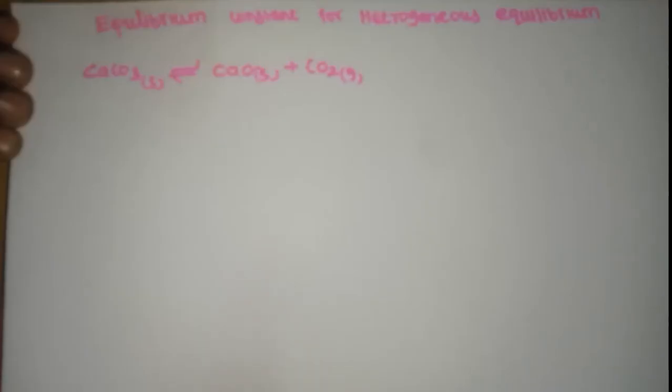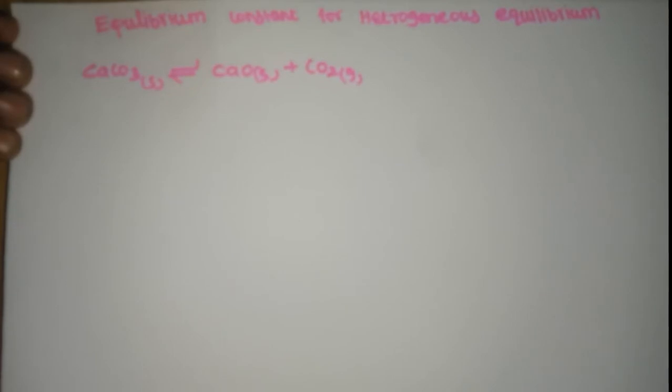A pure solid always has the same concentration at a given temperature. So the concentration of a pure solid is taken as a constant. Similarly, active masses of a pure liquid does not change at a given temperature. So active masses of a pure liquid is always taken as a constant.